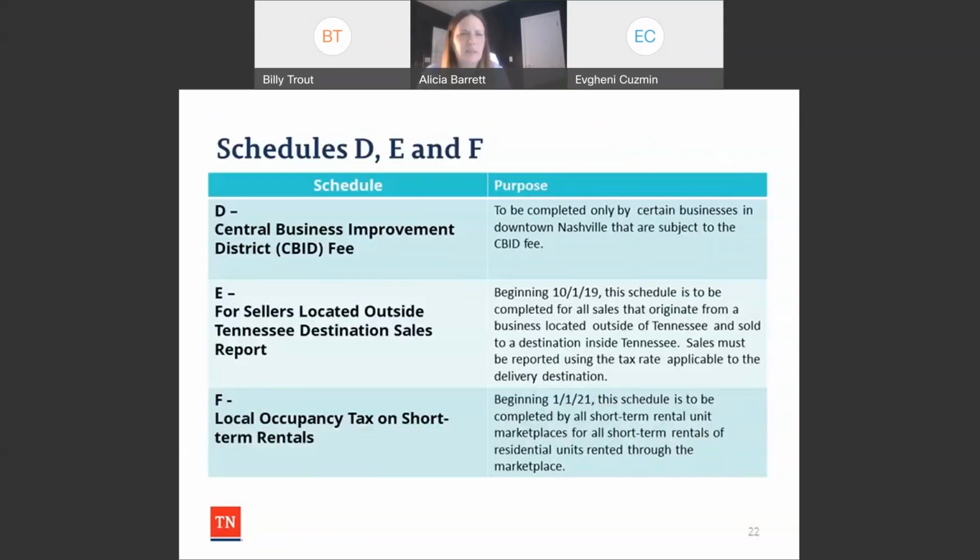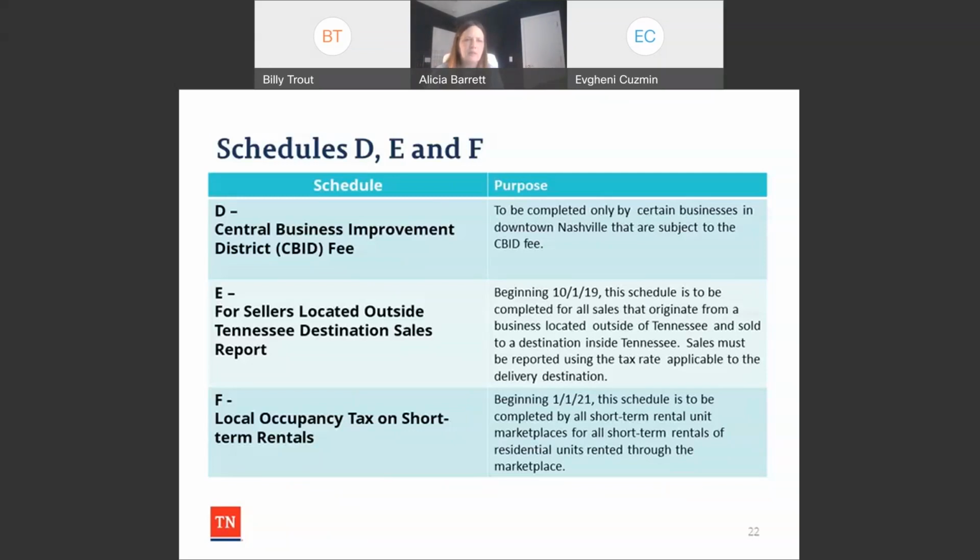So Schedule D, E, and F, these are only going to populate for you if you have the account set up to where they are needed. Okay, so Schedule D will show up if you are in the area of downtown Nashville that is subject to the CBID fee. CBID is the Central Business Improvement District fee, and this is just, like I said, that downtown area.